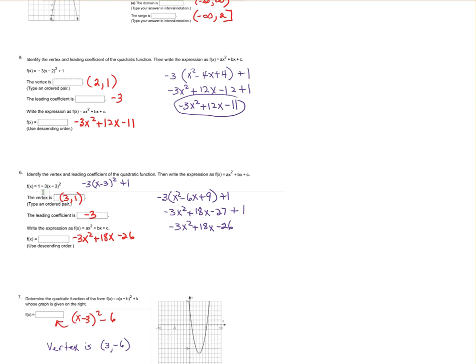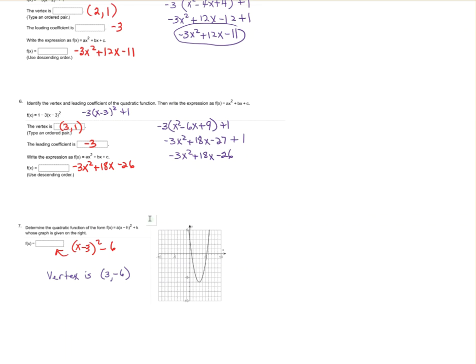You do the very same thing with number 6. The thing to notice is that this 1 is here. Let's put it at the other end. It's going to make it easier for us to see everything. All right, so we've now rearranged that. Let's go ahead and square this. We have negative 3 times x squared minus 6x plus 9. And then we'll multiply negative 3 by those, and we end up with negative 3x squared plus 18x minus 26. We know our vertex is positive 3 — that changes sign — positive 3, 1. And the leading coefficient is negative 3.